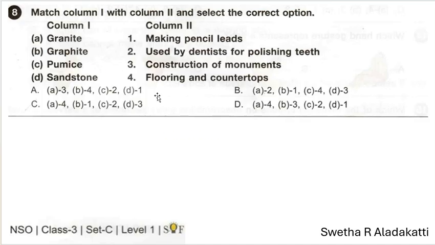Let's see the answer. Granite is used in flooring and countertops. It's used in kitchen countertops. Graphite is used in making pencil lead. Inside the pencil there is a black-colored lead with which we actually write. That is called graphite, black in color. Pumice is used by dentists for polishing teeth. Yes, pumice is used by dentists and also as a body scrubber. Sandstone is used for making monuments. So we go with option C.